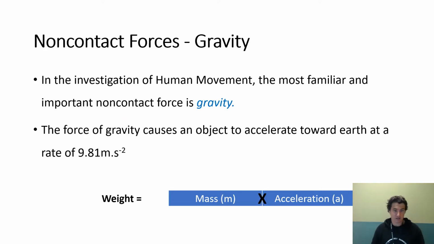So in the investigation of how humans move, the most familiar and probably important non-contact force is gravity. The force of gravity causes an object to accelerate towards the Earth at a rate of 9.81 meters per second squared. So the -2 means that it's an accelerating force, so it's increasing. The Earth itself, when you're on the surface, provides a force that is equal to your weight. So that's why when you're on the ground, you stop.